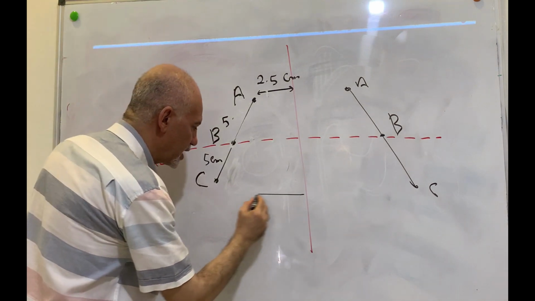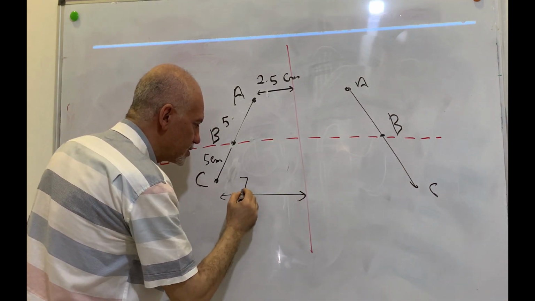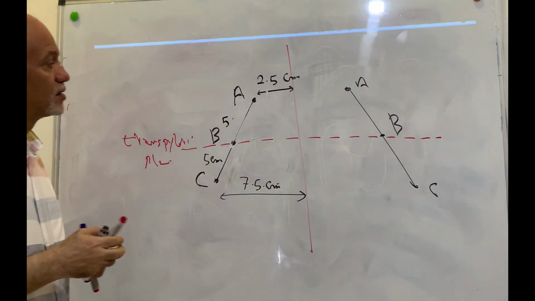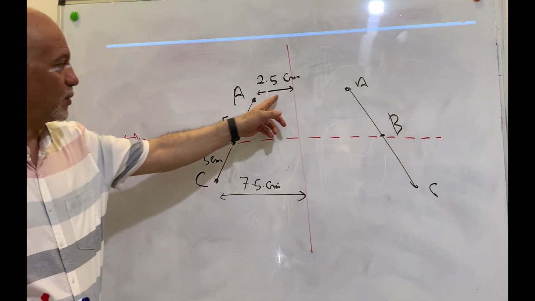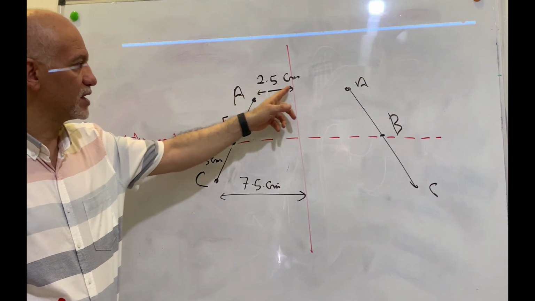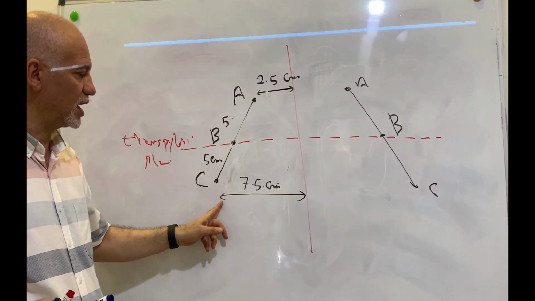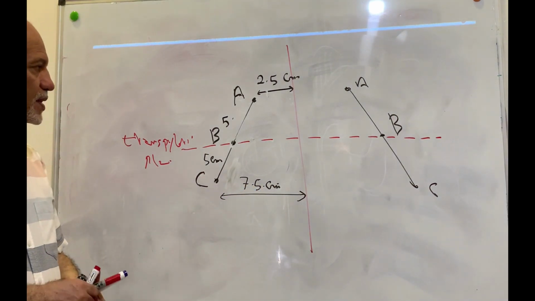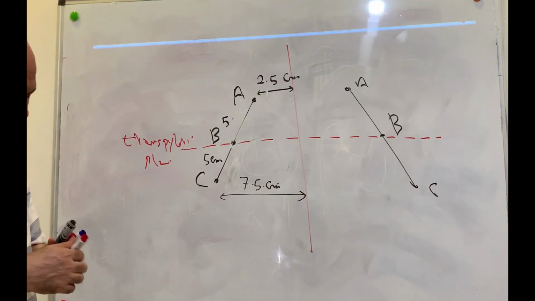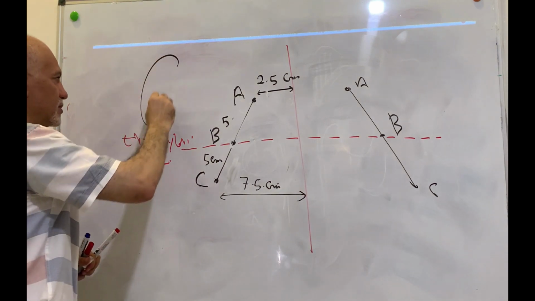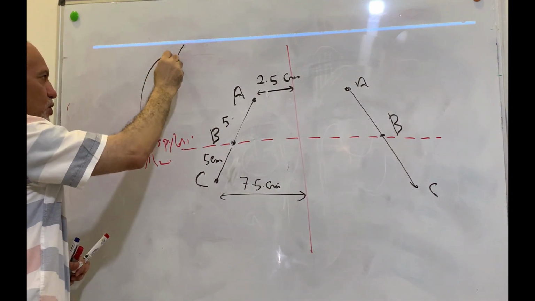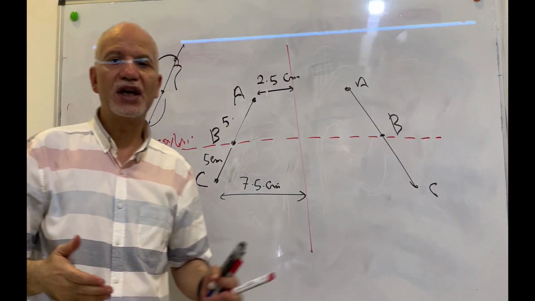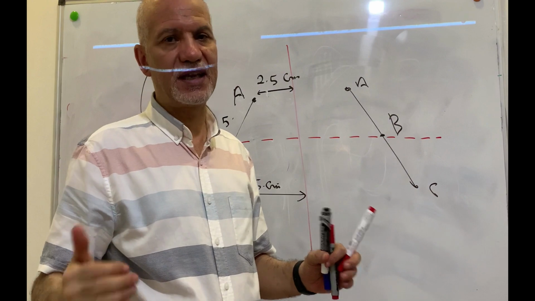Away from the midline: this point is 2.5 centimeters, and this point is about 7.5 centimeters away from the midline. This line relates to the kidney from the front, point A, point B, point C. This is called the anterior surface anatomy of the kidney.